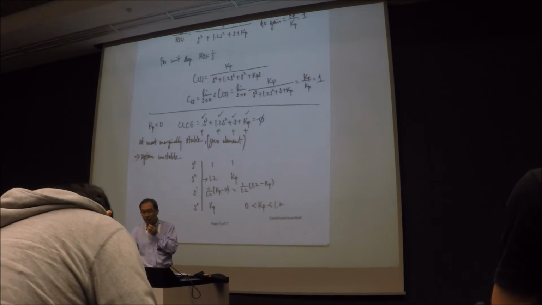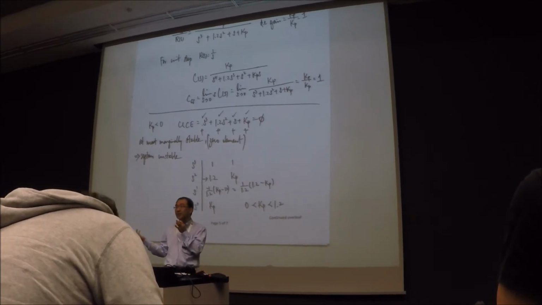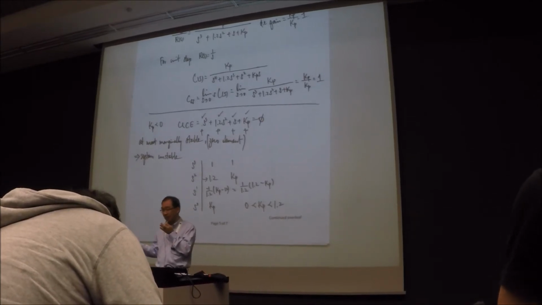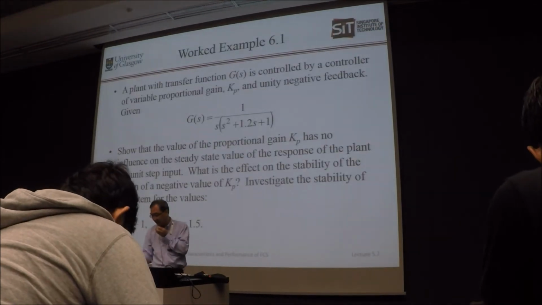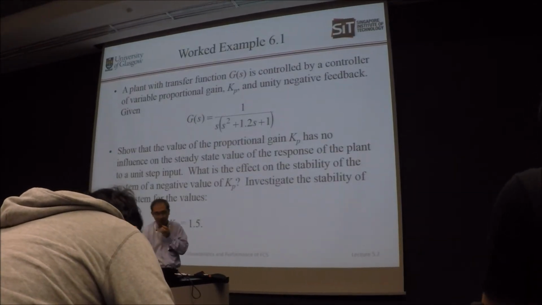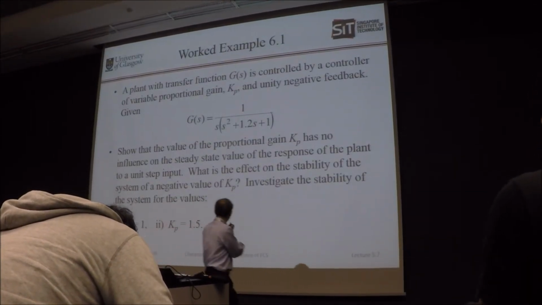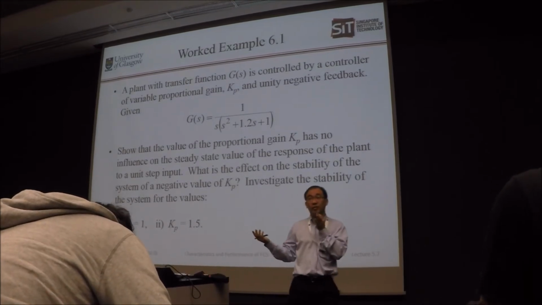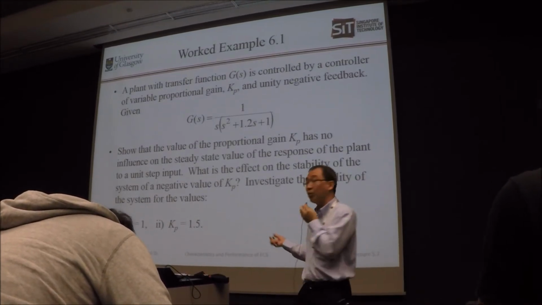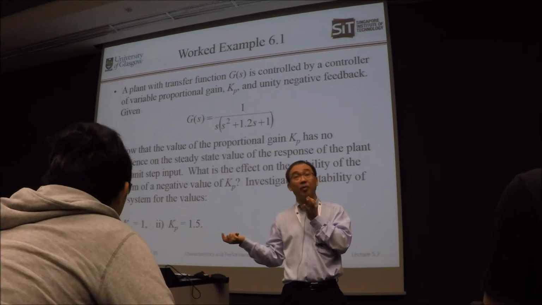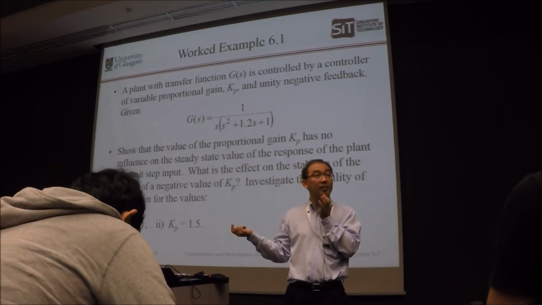You are given two values to test, which is straightforward. You can work out the answer. Kp equal to 1: the closed loop system will be stable. Kp equal to 1.5: because it is greater than 1.2, the closed loop system will be unstable.